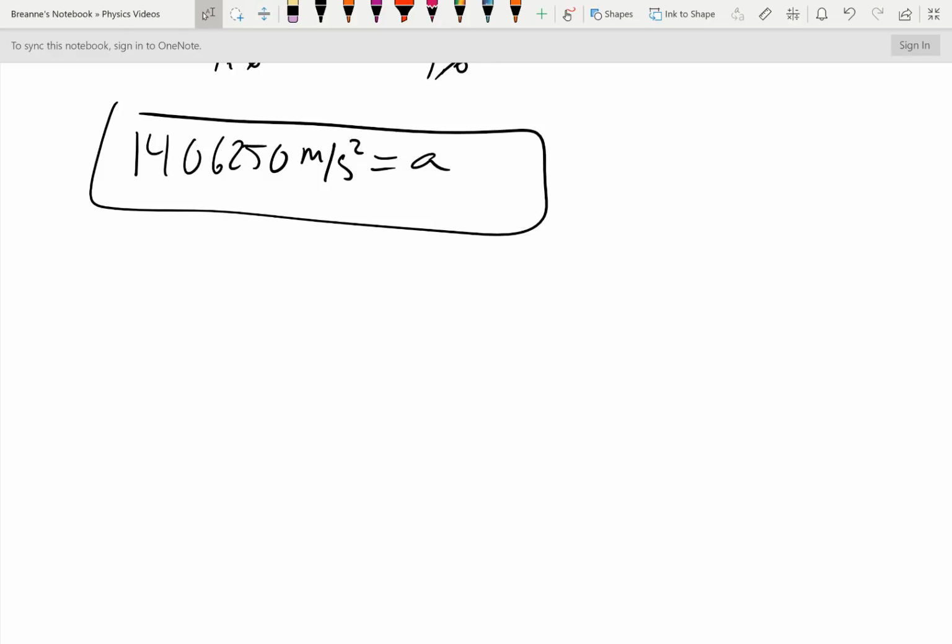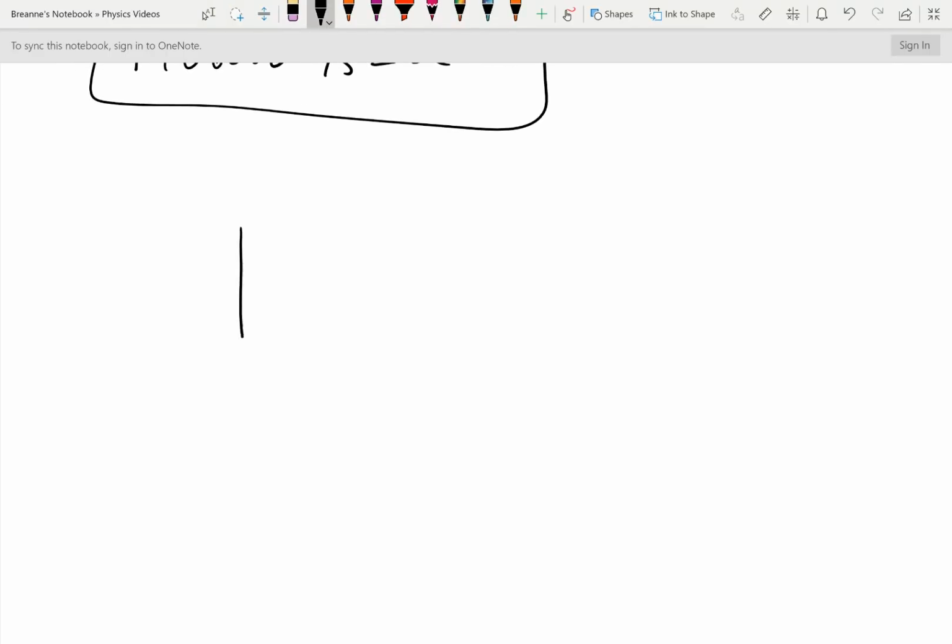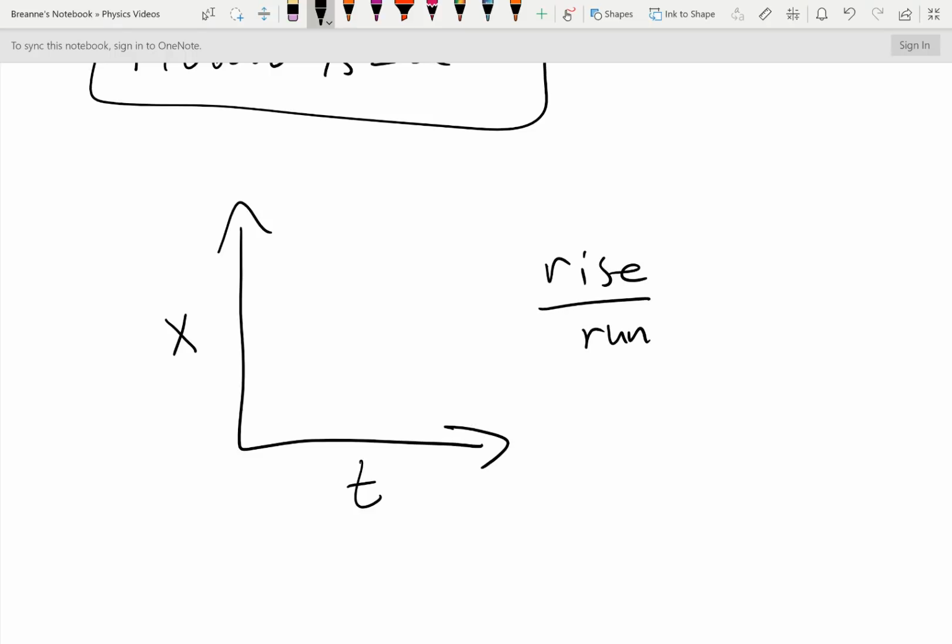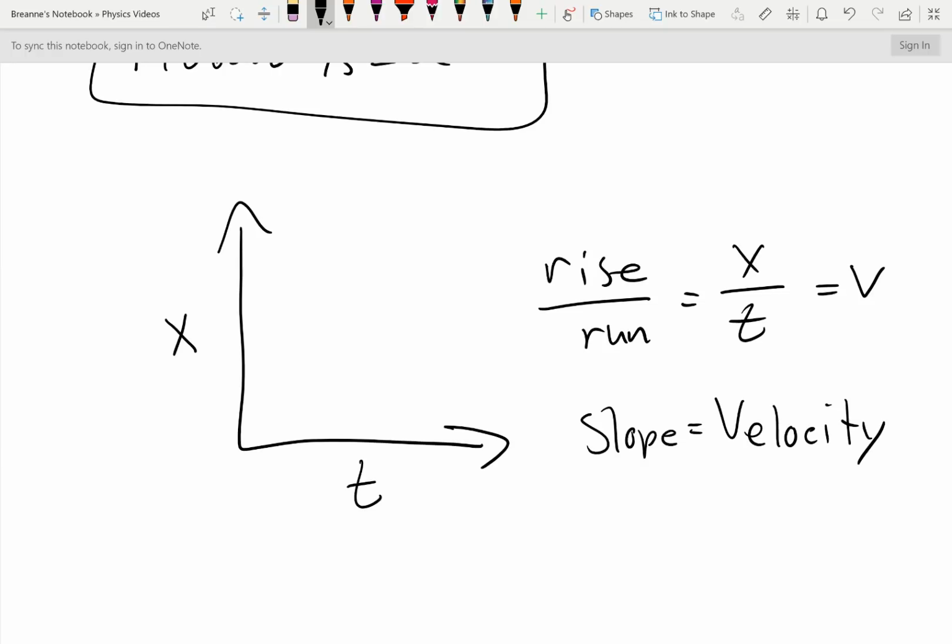So next one says the slope of a position time graph represents. So a position time graph. If we're thinking rise over run, so rise is x over run, that equals your velocity. So therefore your slope equals velocity for a position time graph.